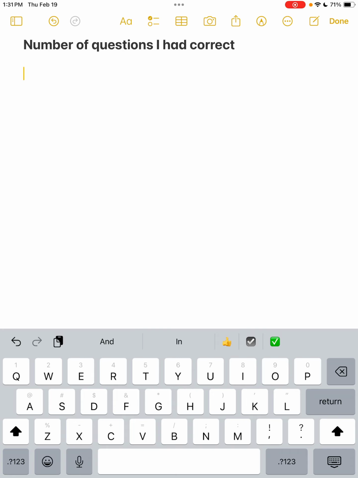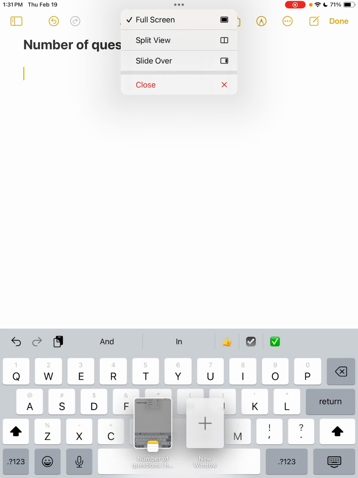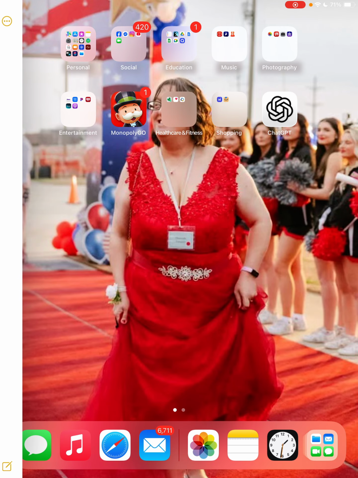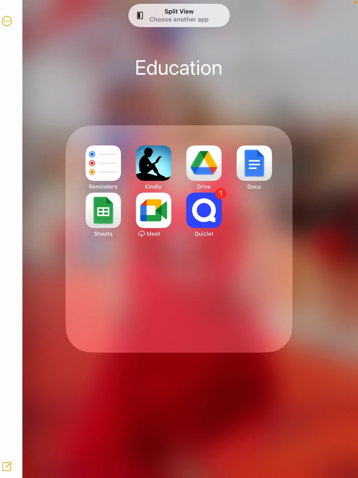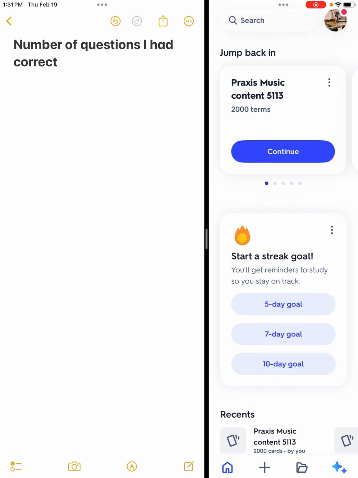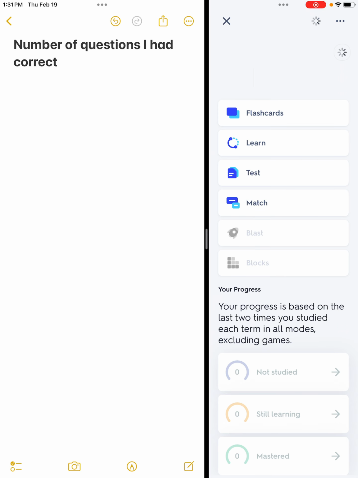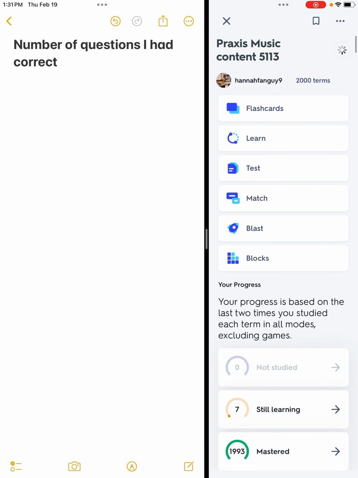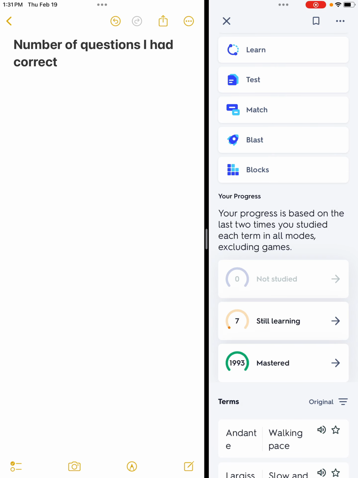Okay, so I'm going to go in and do split view. I'm going to choose an app for today. Quizlet will be fine. So I'm going to go into the first 7.